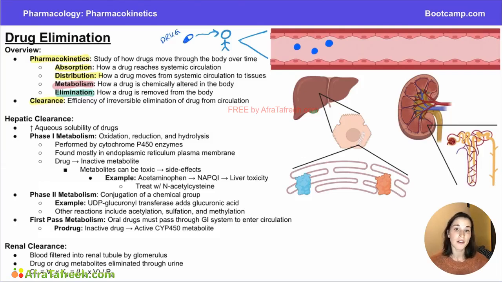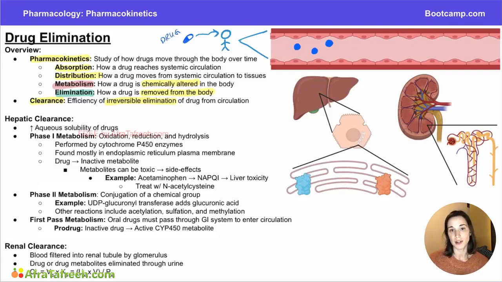Now, importantly, clearance only refers to the irreversible elimination of drug. So this is either drug that's been chemically altered from its original form by metabolism, or a drug that has been completely removed from the body. Any drug that is reversibly removed from circulation, such as drugs that have distributed to a tissue other than the site of action, is not considered cleared because that drug could still re-enter circulation, reach its site of action, and be functional at that site.